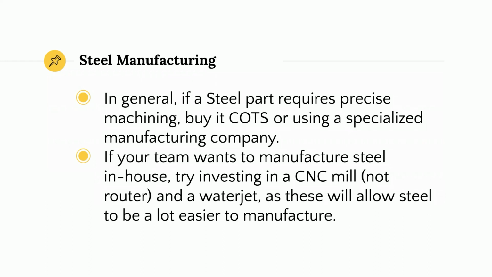If your team wants to manufacture steel in-house, try investing in a CNC mill, not a router, and a water jet, as these will allow steel to be a lot easier to manufacture. CNC mills allow for more angles to cut, and typically they work at slower speeds that are meant for metal. CNC routers are used more for other applications. And water jets use high pressure water to cut.